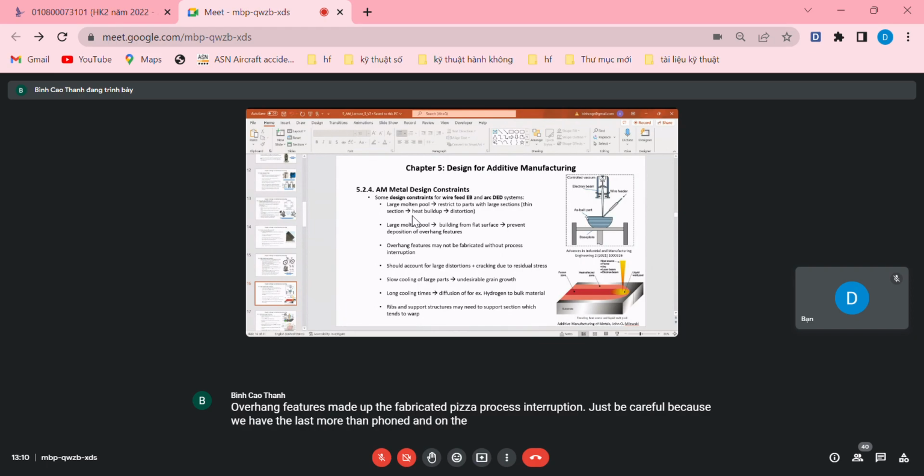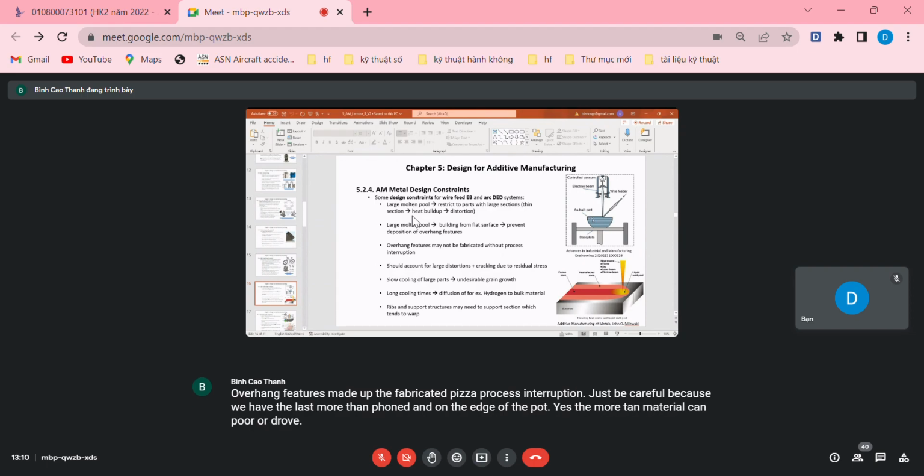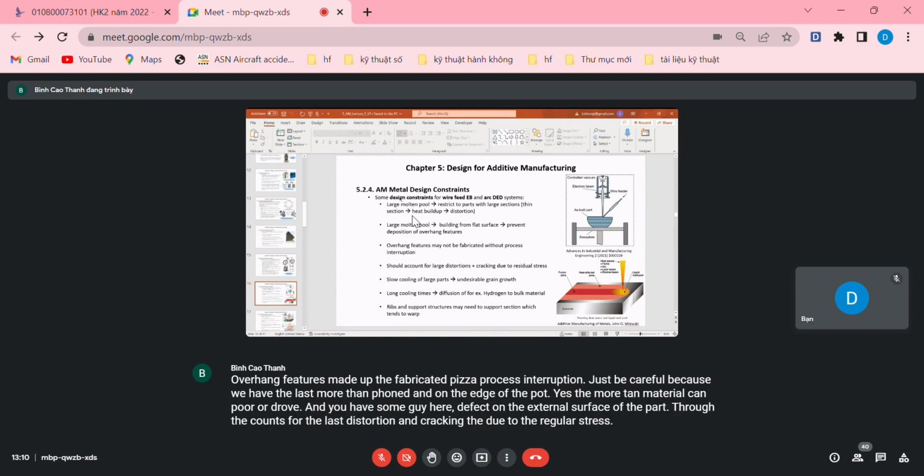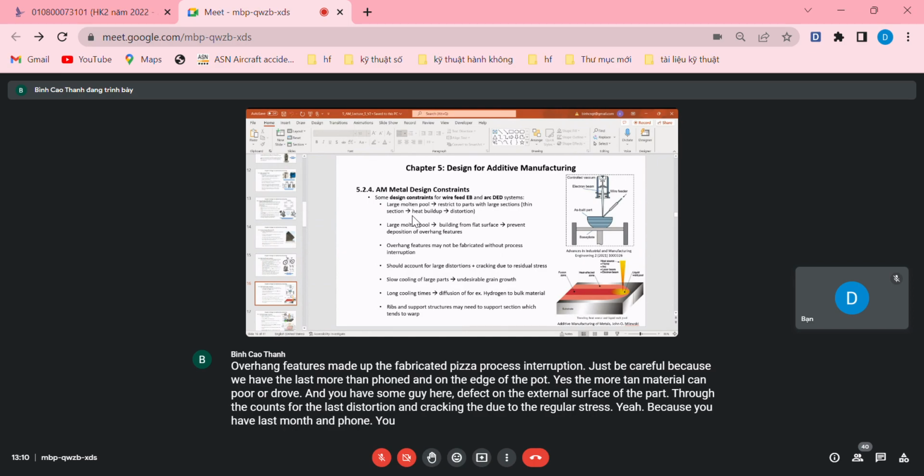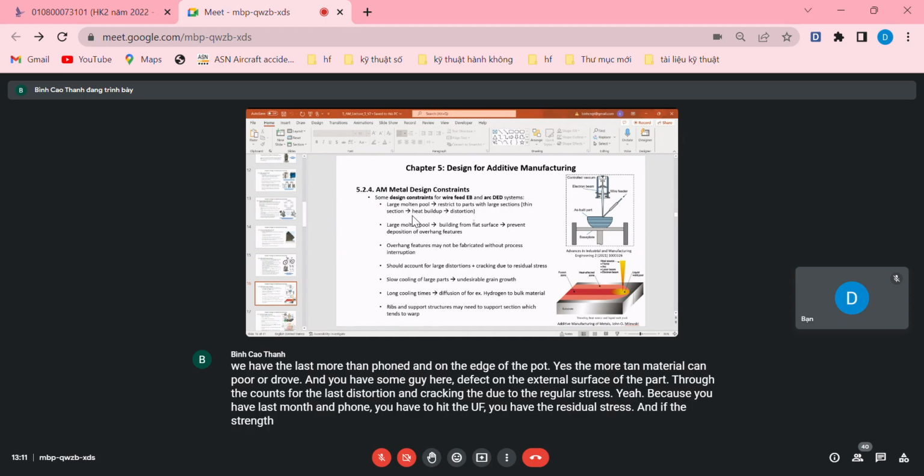And on the edge of the part, the molten material can pour or drop, and you have some kind of defect on the external surface of the part. You should account for large distortion and cracking due to the residual stress. Because you have a large molten pool, you have heat buildup and residual stress, and if the stress is released, you have distortion.